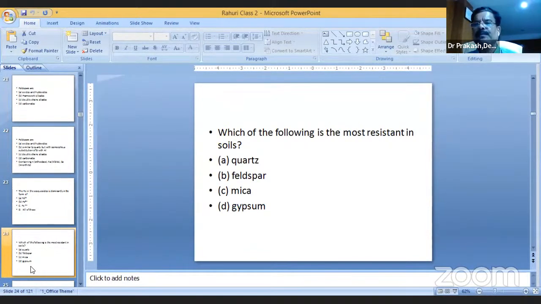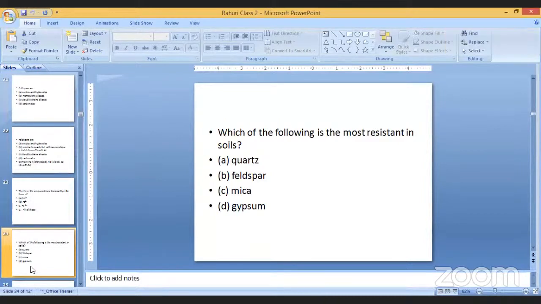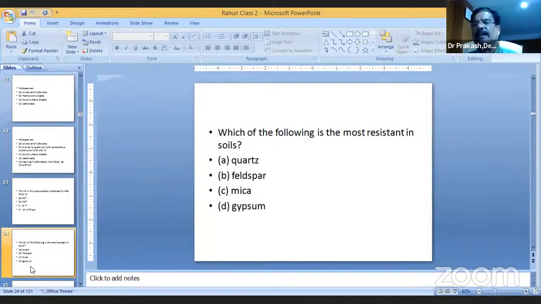And mica is a ferromagnesian mineral, right? So yes, iron can be subjected to oxidation and reduction. So oxidation and reduction weathering takes place in minerals having iron, manganese, and sulfur. Okay. So similarly, mica, gypsum. It is a calcium sulfate, 2H2O.